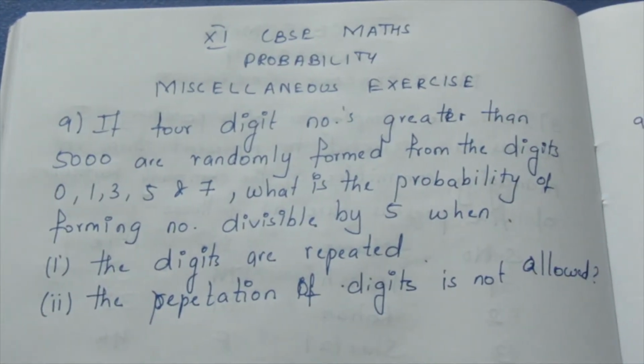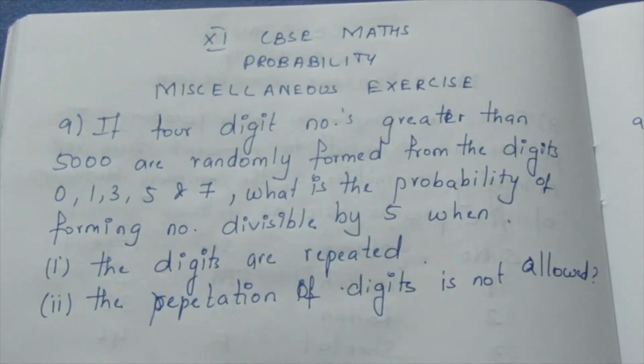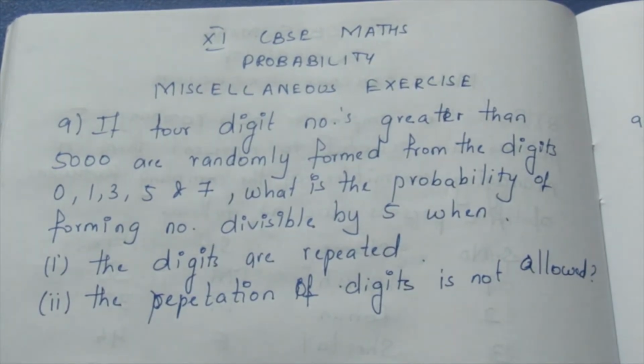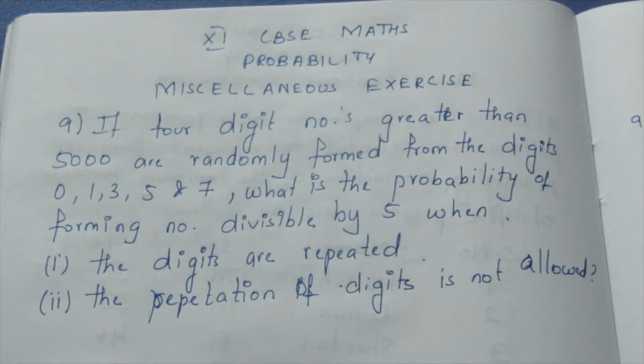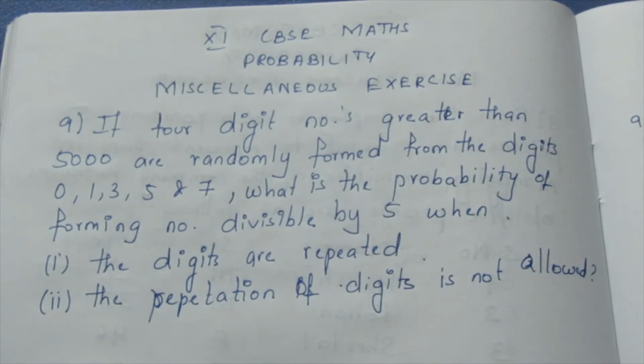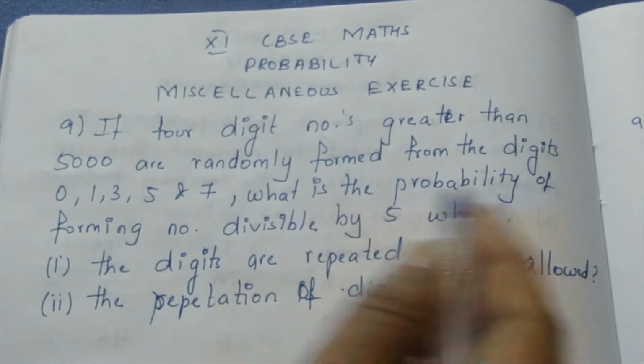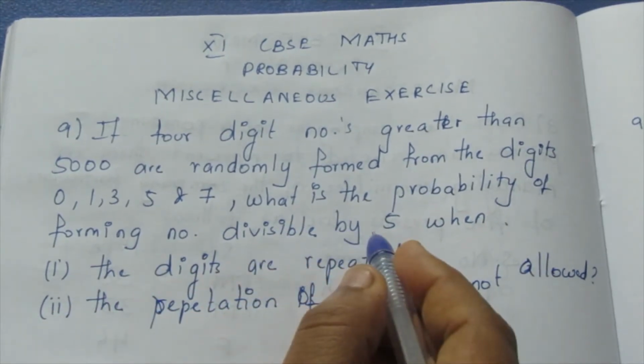Today we are going to see 11 CBSE Maths Probability Miscellaneous Exercise question number 9. Let's see the question. If 4-digit numbers greater than 5000 are randomly formed from the digits 0, 1, 3, 5, 7, what is the probability of forming a number divisible by 5 when the digits are repeated? In the second subdivision, they have asked the same when repetition of the digits is not allowed. So, according to the condition, they have asked what is the probability of forming a number divisible by 5.